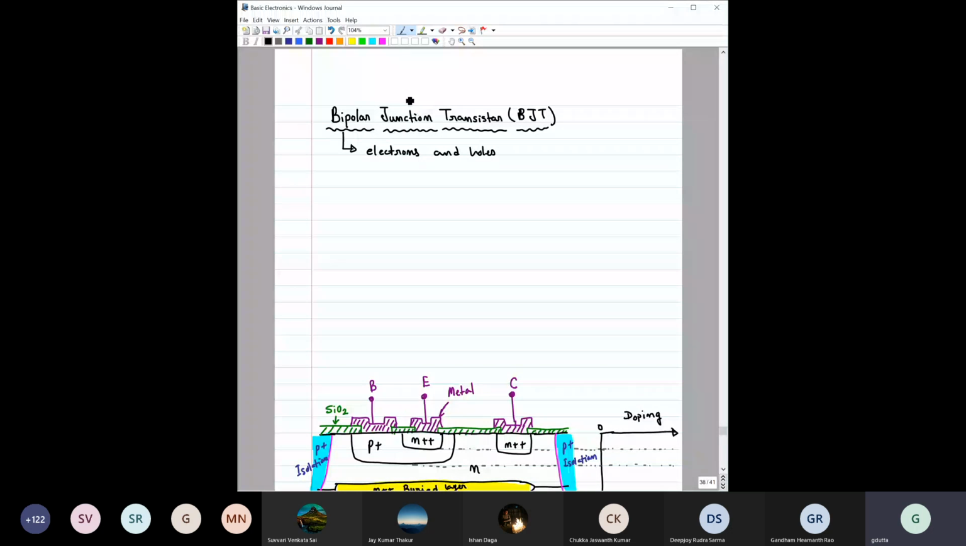And then after that you can see there are junctions, so obviously that's related to the PN junction. And transistor is the transfer of resistance, which you will also see, why it is called transistor. So this BJT, if you have to represent it in a block diagram way, it looks something like this.